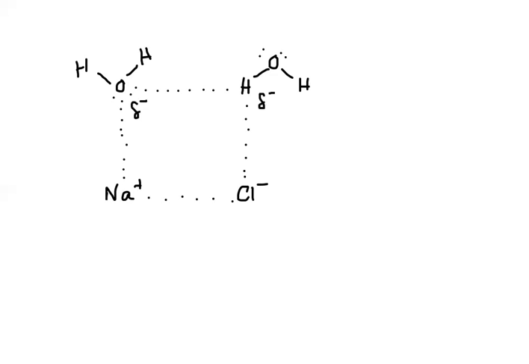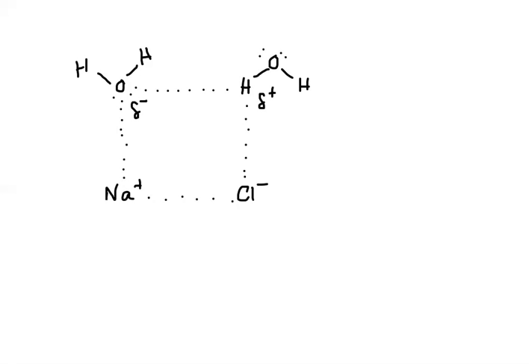That delta minus and the delta plus, what does that mean? One is slightly more positive than the other. So in water, oxygen is slightly more negative and hydrogen is slightly more positive. So when sodium dissolves, it's going to be attracted to the negative end of water because it's positive. Chloride is going to be attracted to the positive end of water.